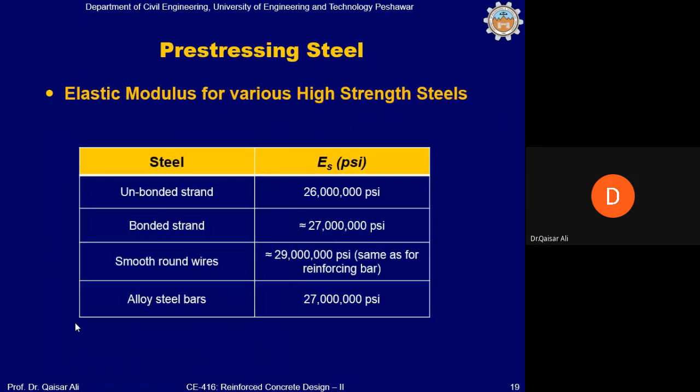Okay, the modulus of elasticity varies. For strand, it is 26 to 27,000 KSI, and for round wire, it is 29,000 KSI, and for bar, it is 27,000 KSI. So it varies from 26 to 29,000 KSI.